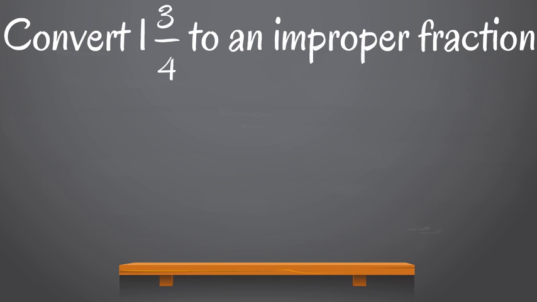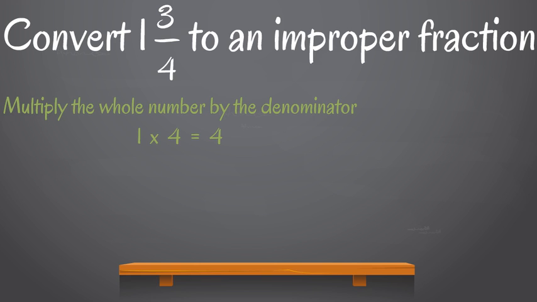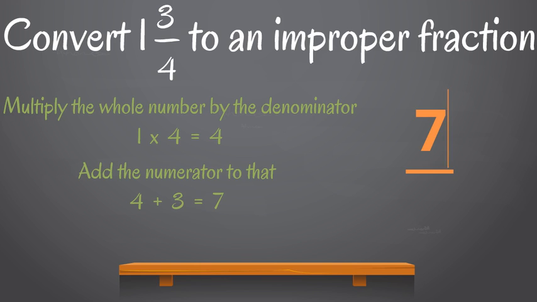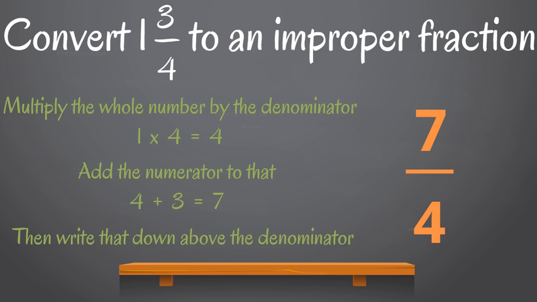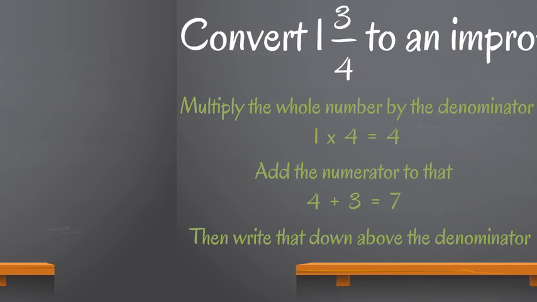To convert 1 3/4 to an improper fraction, we must multiply 1 by 4, which gives us 4. Next, we add 3 to that answer, which gives us 7. We then write this answer above the denominator from the mixed numeral, and we get 7/4.